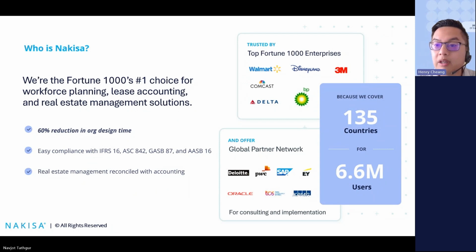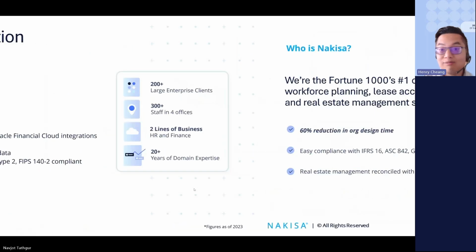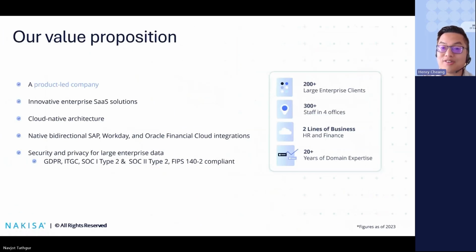Period. And that's why we are the number one choice of, as you can see, quite a few Fortune 1000 enterprises. We cover over 130, we cover 135 countries, and over 6.6 million users benefit from using our software. So we definitely have qualifications, and now our value proposition keeps on evolving.